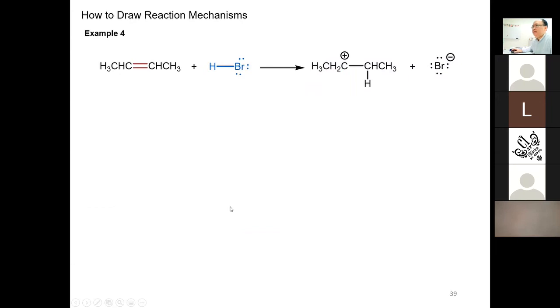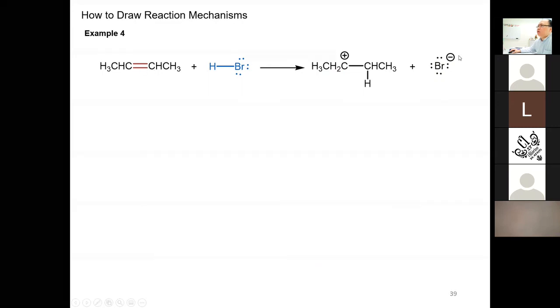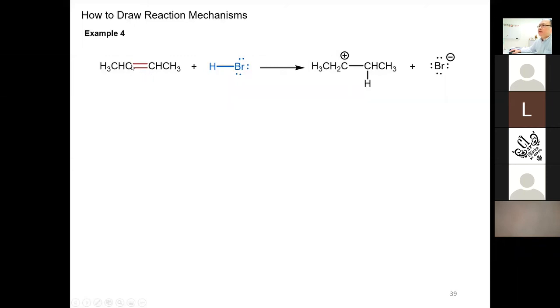Final one. We have an olefin and hydrobromic acid. It seems like the proton here goes to the olefin and the bromide is left. So what do we know? We know that the olefin is electron rich because it has a pi bond. It has a pi bond that's a weaker bond than the sigma bond.